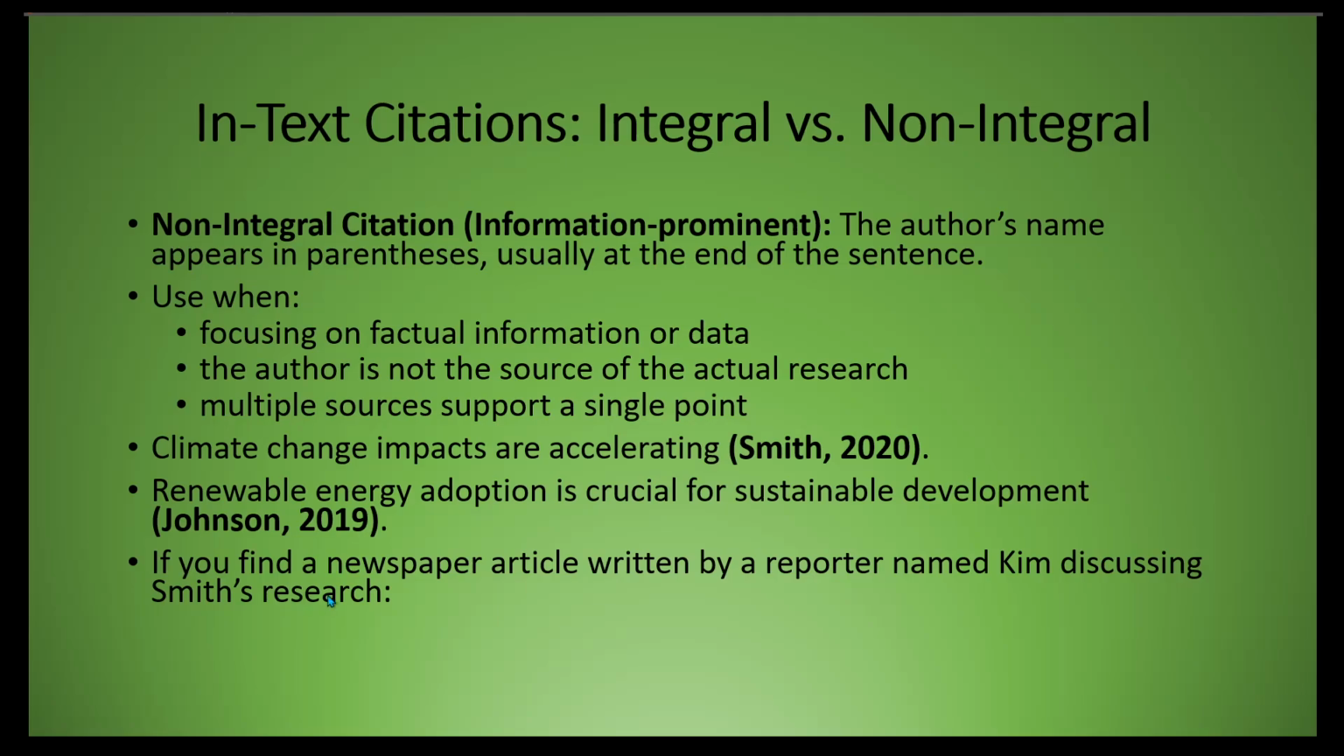So here, you find a newspaper article written by a reporter named Kim discussing Smith's research. So there's a paper in the Korea Times, and the reporter's name is Kim, talking about a study that Smith had done. Then you would write, Smith argues that climate change impacts are accelerating, Kim 2021. So this newspaper article came out after the original was published, something like that. So that's why the date is slightly different. Okay, so that is why you would use non-integral citations.